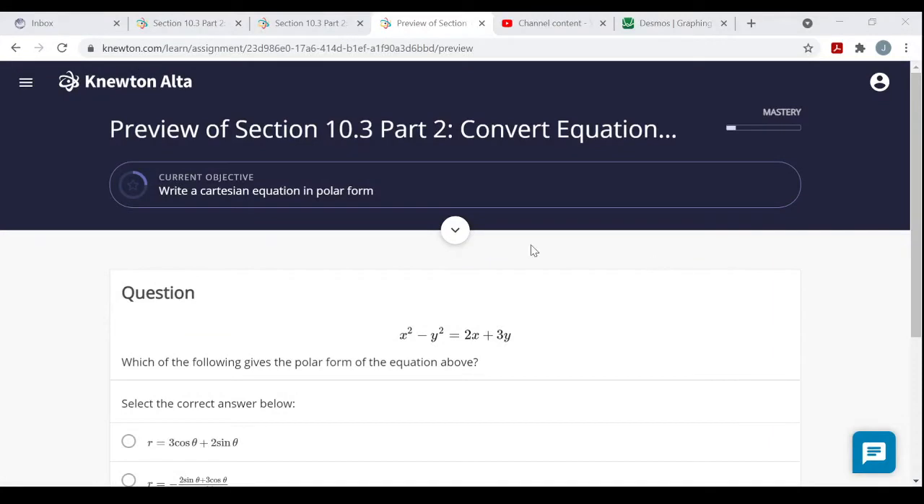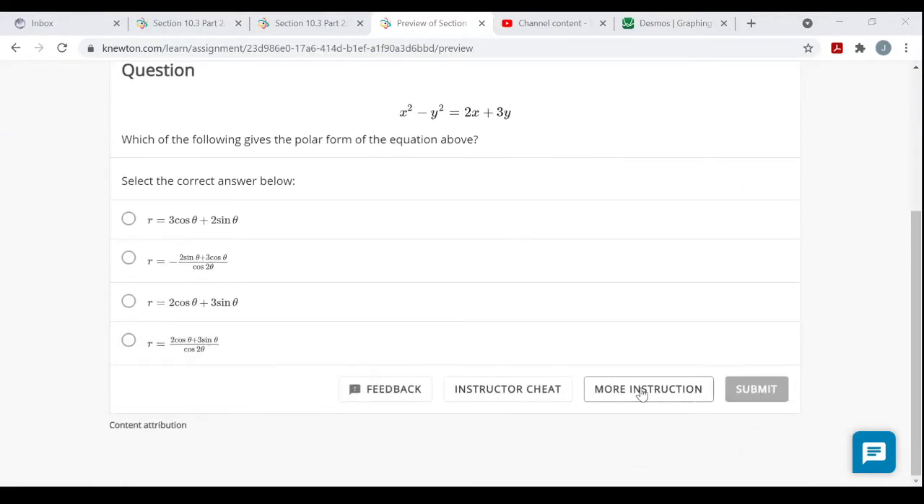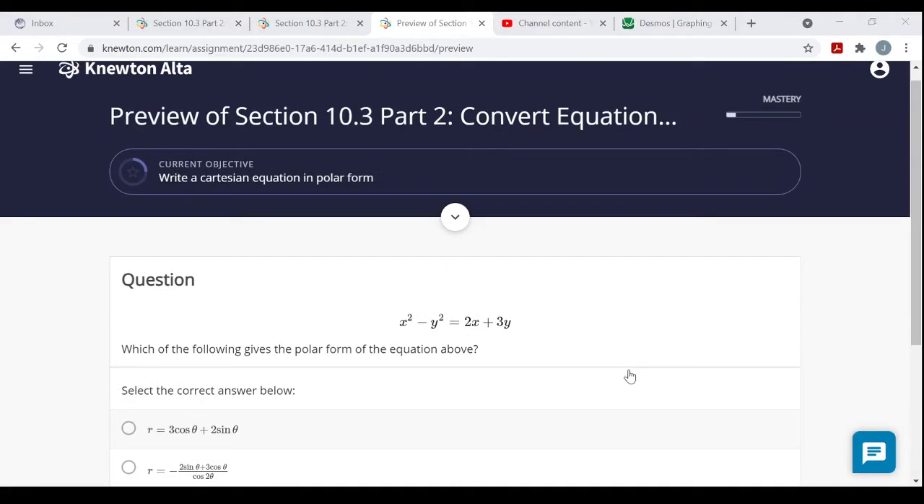This video is on the objective: write a Cartesian equation in polar form. And this is the second video on this. I'm hoping you watched the first one where I went over a little more. So I'm just going to get right into the problem. Again, if you want to see more on the topic, click on more instruction, look at their videos, their notes, their examples, and hopefully those help you.